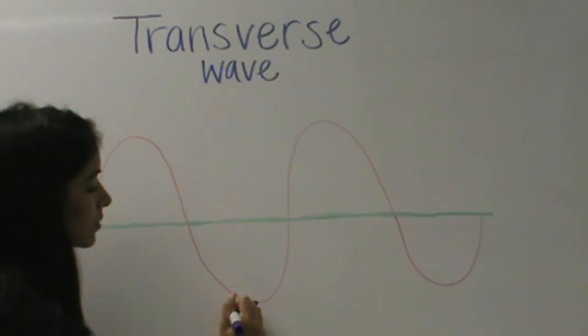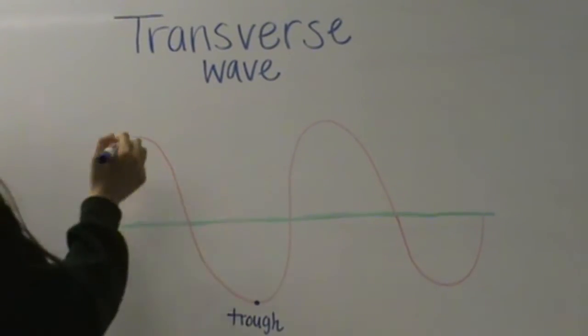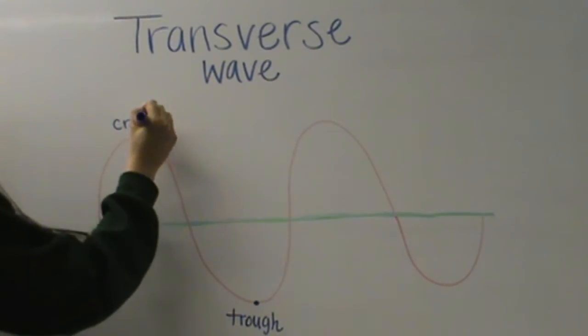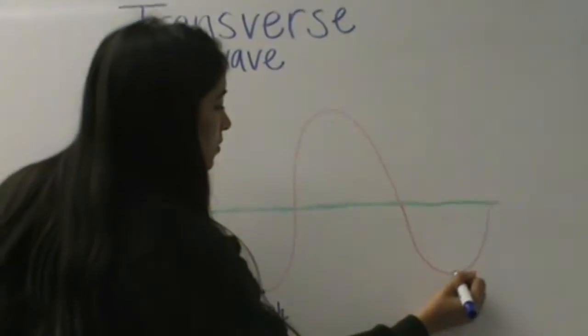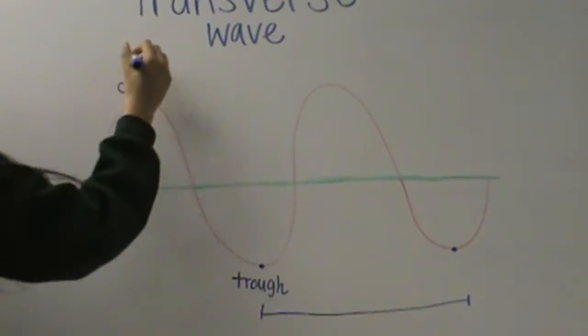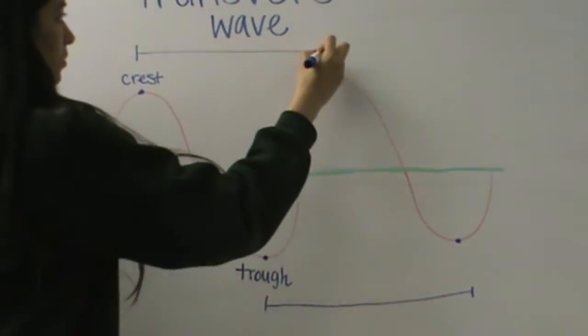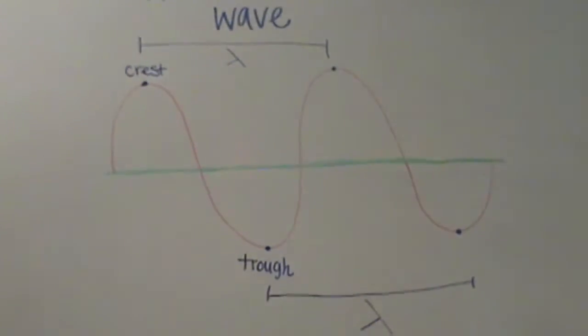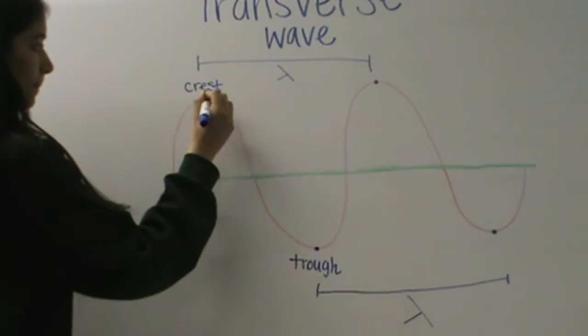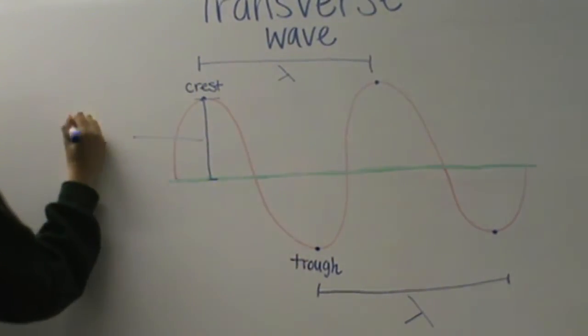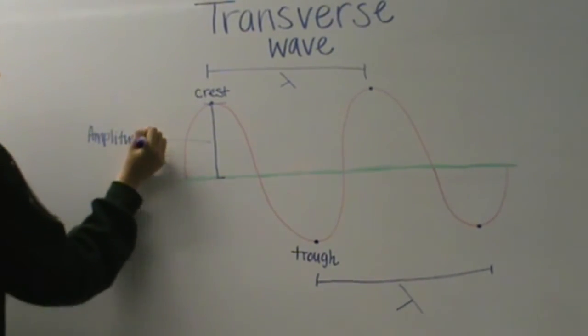Secondly, let's go over the parts of a transverse wave. Transverse waves look a lot like a roller coaster track. The trough is the lowest point on the transverse wave, and the crest is the highest point on the transverse wave. One wavelength occurs between two troughs or two crests. The vertical distance between the wave's central axis and the top of the crest is the amplitude.